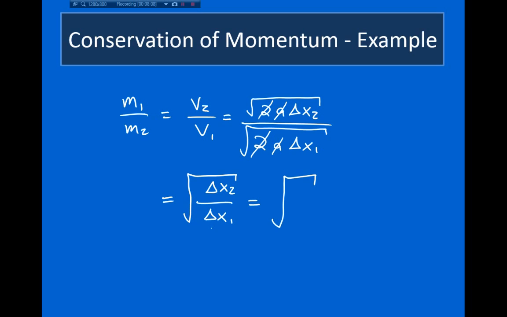So we have the ratio of the two masses is 1 over the square root of 2. So let's go ahead and look at another example.